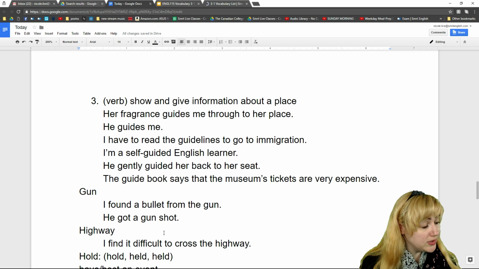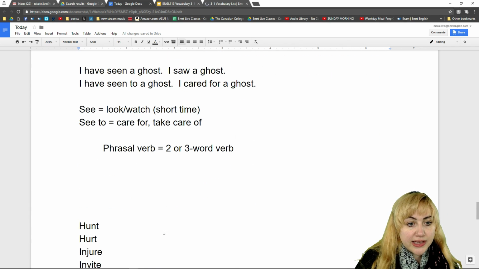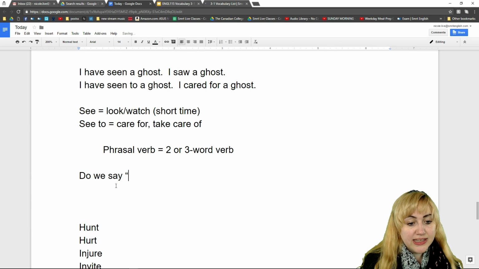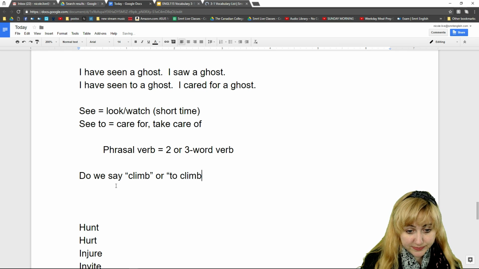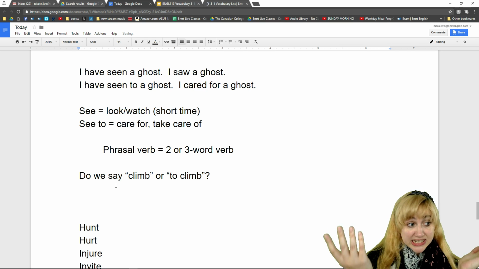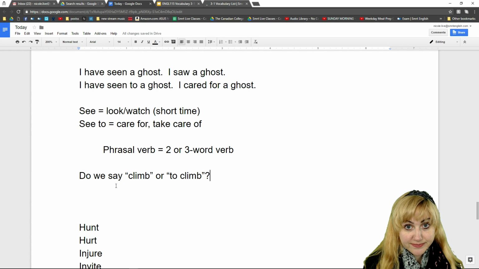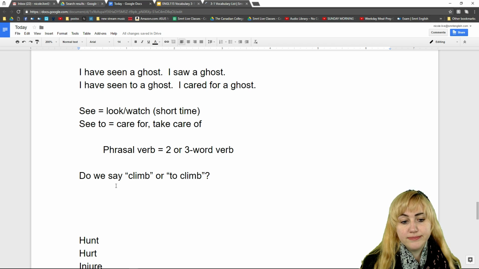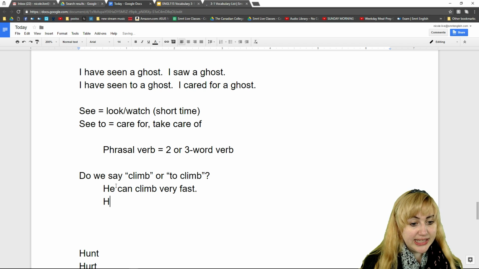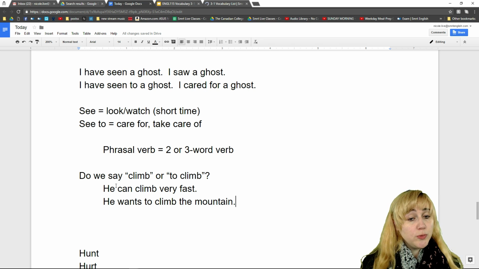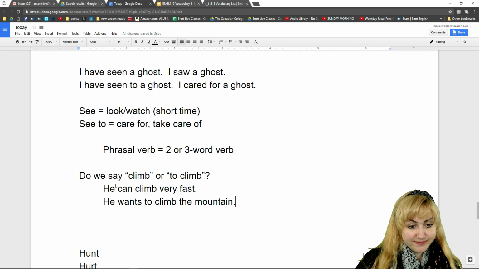Do we say climb or to climb? That's a question from Diari. I'll write that here. It depends on the grammar of your sentence. I'll give you an example for each one. For example, we can say, he can climb very fast, or he wants to climb the mountain. Really, the difference is not the word climb, it's the grammar of the sentence.